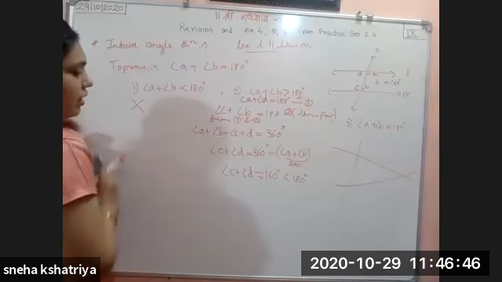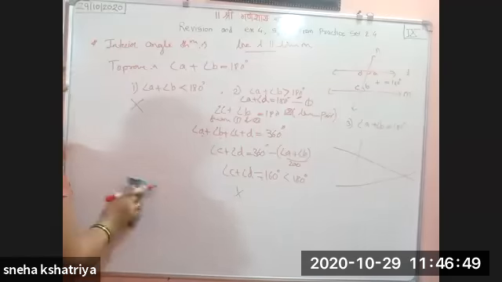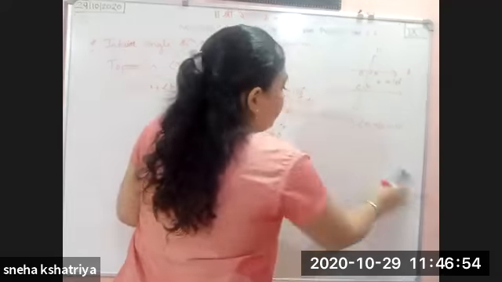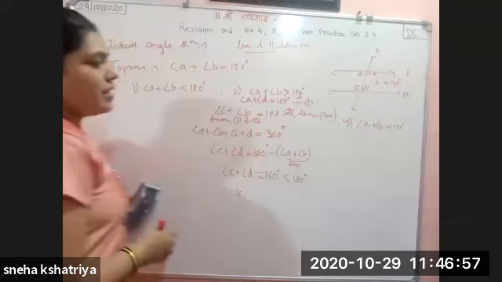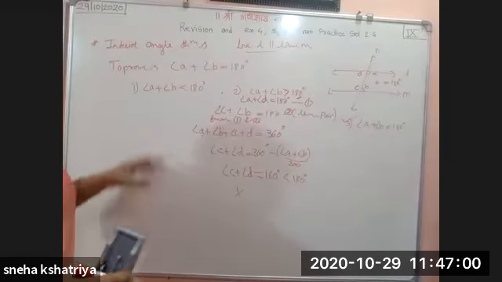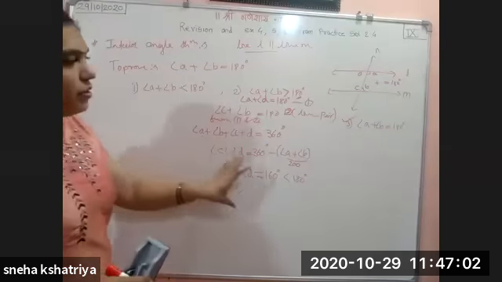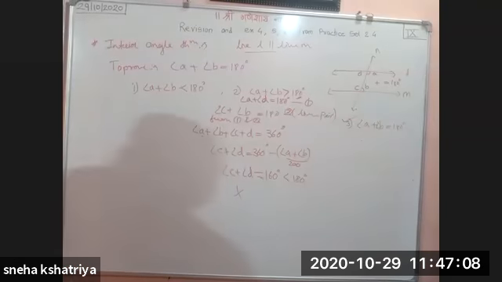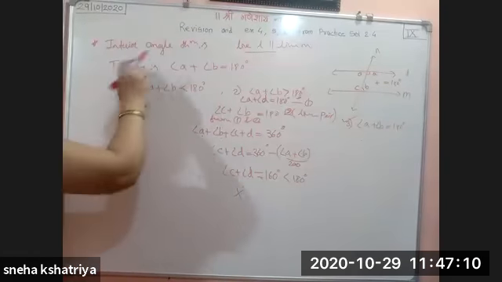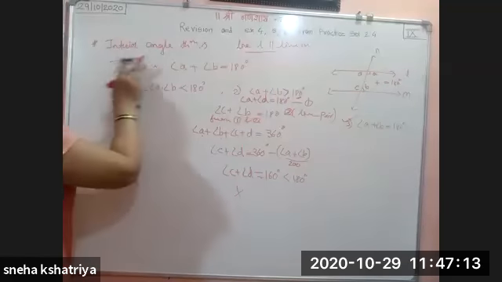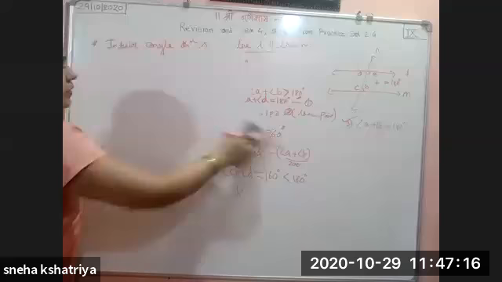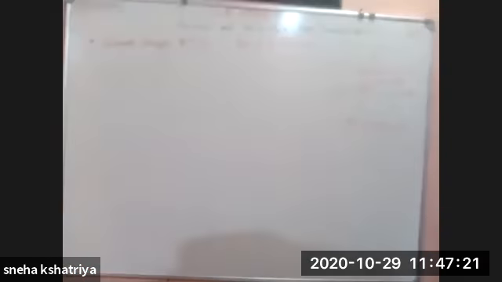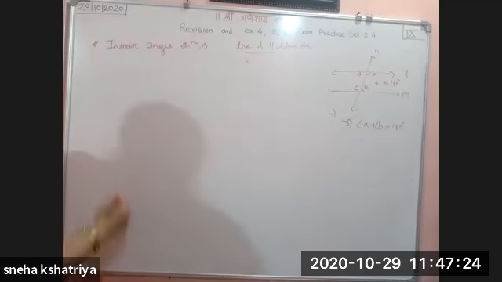This also becomes a contradiction. This is also not possible because they will go and intersect somewhere. So only the third possibility remains, that angle A plus angle B is equal to 180 degrees. So according to that, we have proved this interior angle theorem. Similarly, we have proved the corresponding angle theorem and alternate angle theorem.